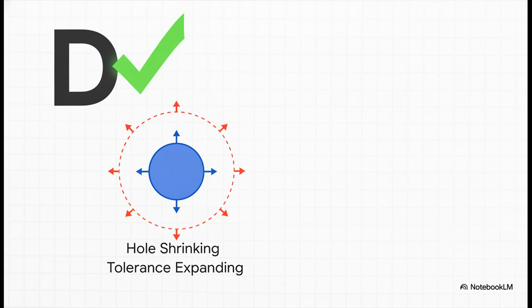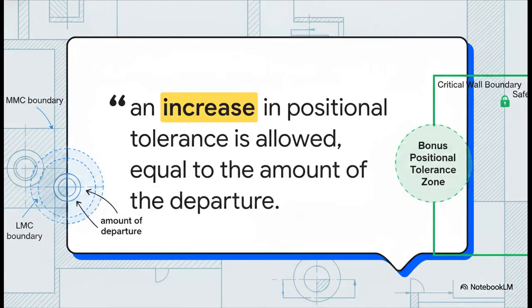Listen, if you're designing for wall thickness, LMC is literally your best friend. This brilliantly illustrates the power of the LMC modifier. The standard, specifically in paragraph 10.3.5, states verbatim, where the feature's minimum material envelope departs from its LMC limit of size, an increase in positional tolerance is allowed, equal to the amount of the departure.